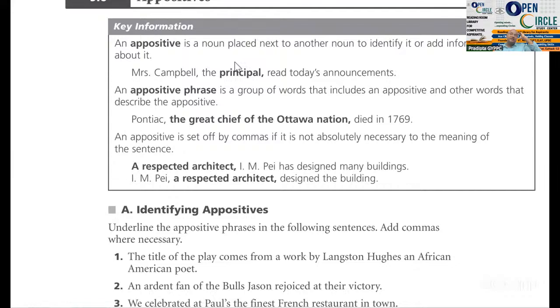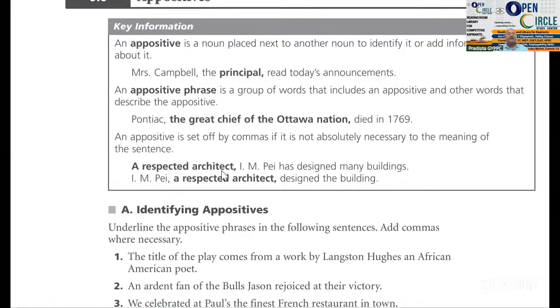Pontiac. Pontiac. Who was he? The great chief. And we have joined it with the primary subject, with a simple subject. Okay? Next. An appositive is set up by commas if it is not absolutely necessary to the meaning of the sentence. See, in an appositive, the comma is used twice, but there are other structures possible.